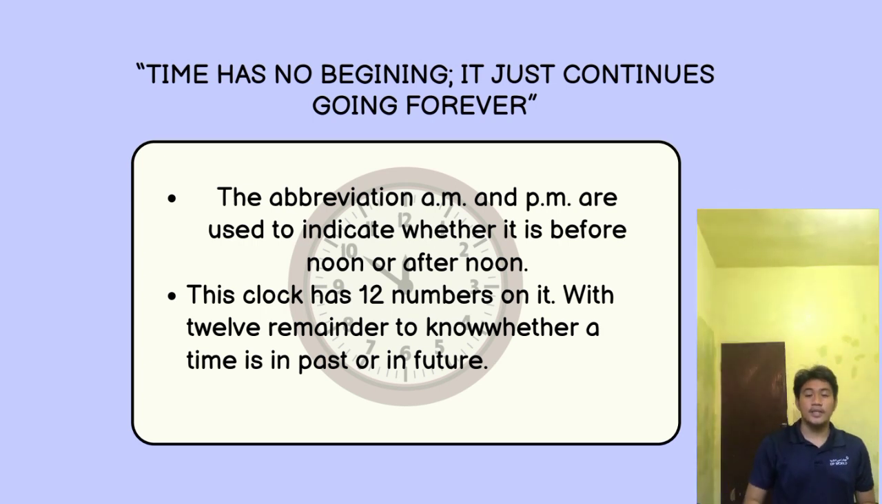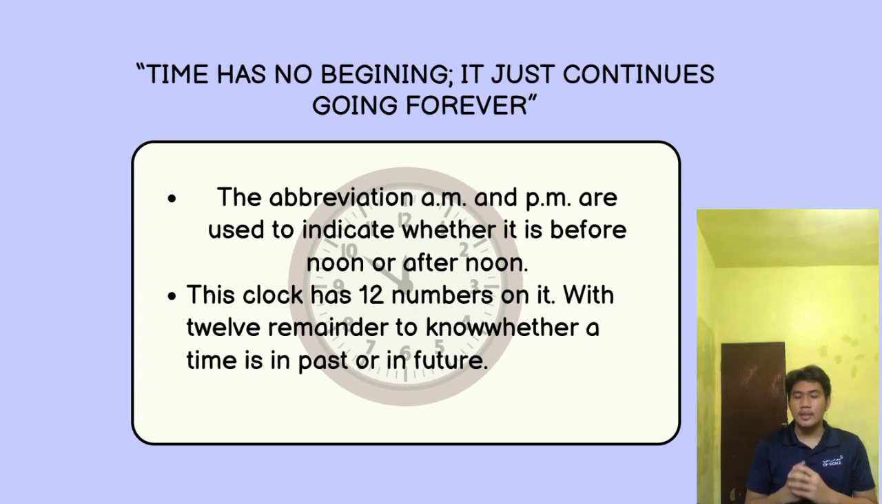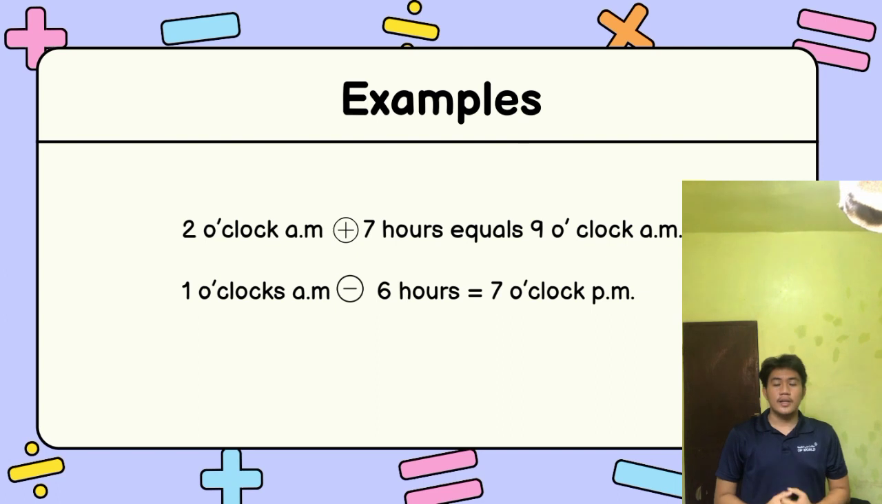Take for example this clock, which has 12 remainders in it: 1, 2, 3, 4, 5, 6, 7, 8, 9, 10, 11, 12. So the modulus is 12. We use a remainder to know whether a time is in the past or in the future. Examples: 2 o'clock AM plus 7 hours is equal to 9 o'clock AM, and 1 o'clock AM minus 6 hours is equal to 7 o'clock PM.